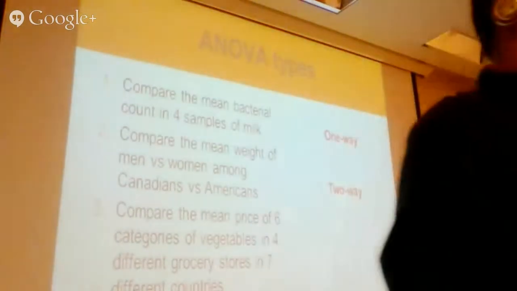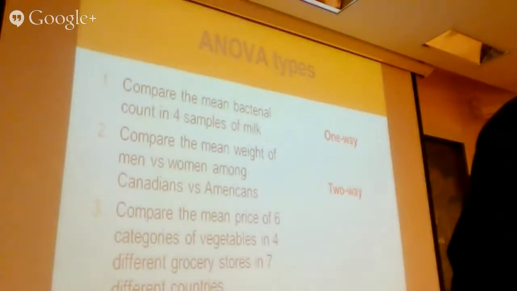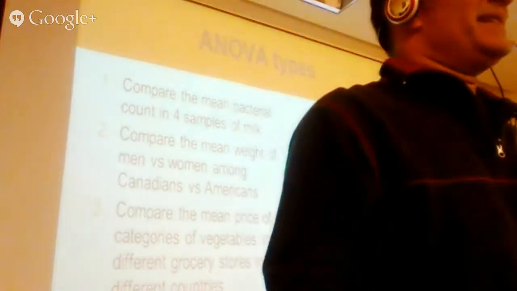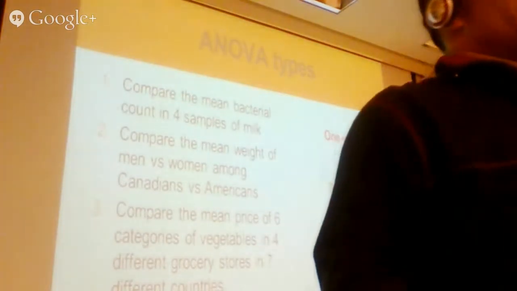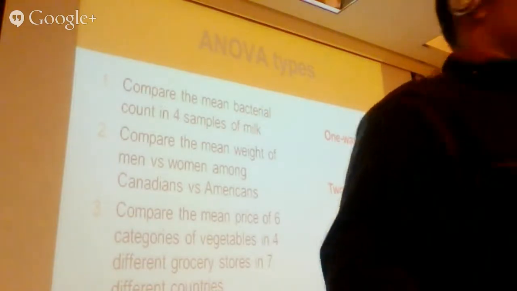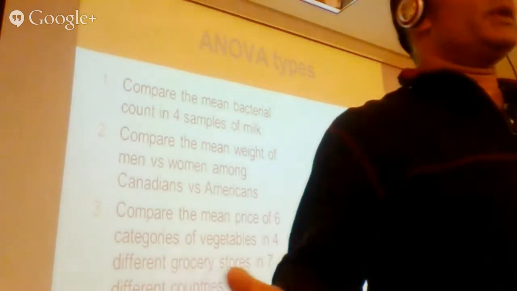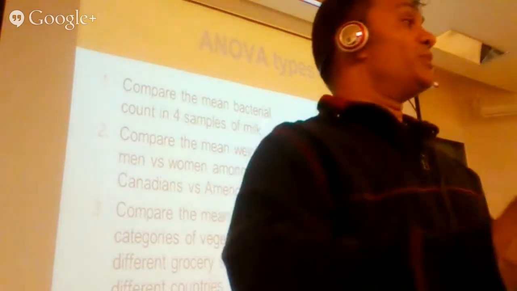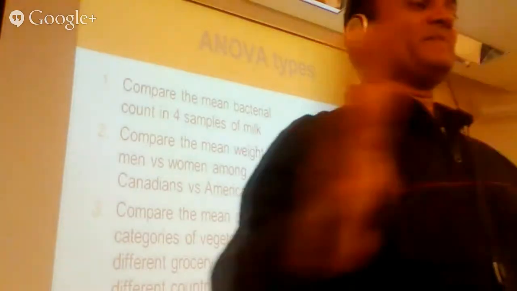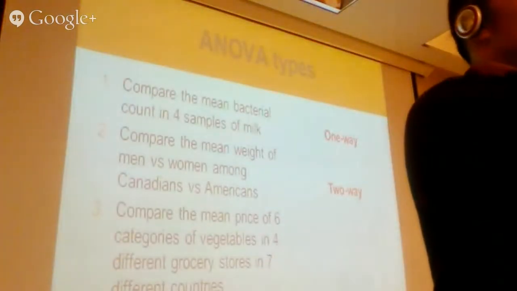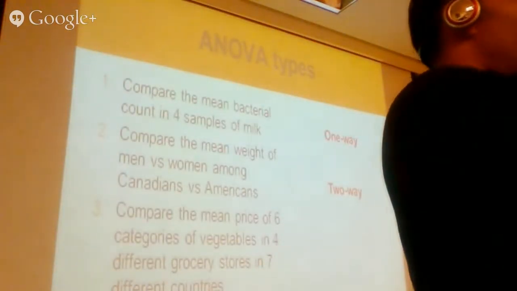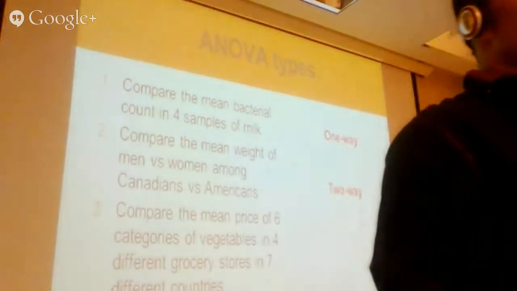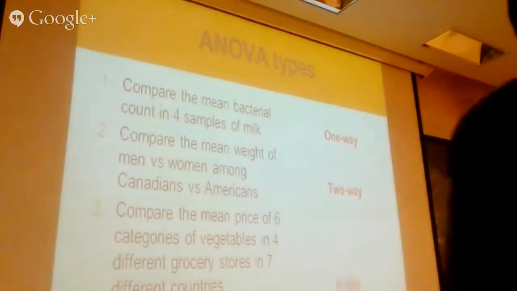Now we've got the mean price of 6 categories of vegetables in 4 different stores in 7 different countries. Whew. All right. How many categorical variables are those, and what are they? First of all, what are we taking the mean of? What's the variable that we're computing the mean of? Price. Thank you. That's our continuous variable. So put that aside. So what's left over? Well, we've got the category of vegetables. We have the category of grocery store. We have the category of countries. That's 3 variables. That's a three-way ANOVA, or what we call an n-way.